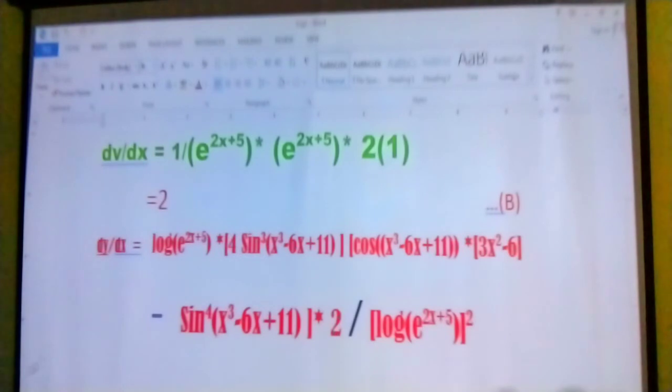Now take our dy by dx. What is there? V into du by dx minus u into dv by dx, by v square. V is log of e power 2x plus 5. Our du by dx starts from here to here. Then minus u into dv by dx. Here dv by dx is 2, substituted, by log of e power 2x plus 5 whole square. That's all. The sum is completely over.